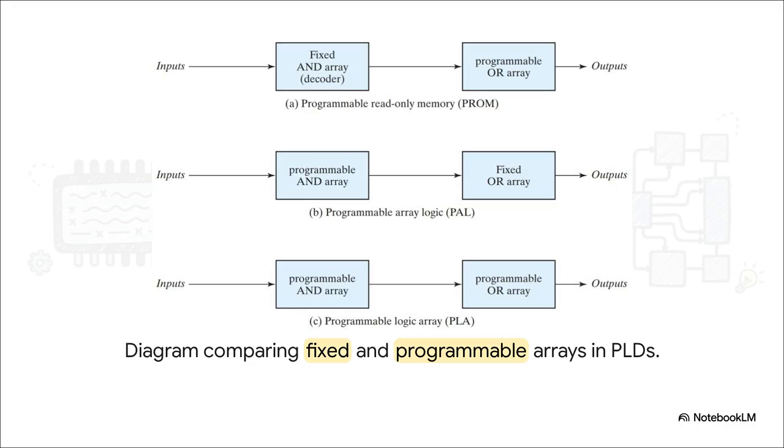Up in diagram A, the PROM is totally locked down on the input side. In diagram B, the PAL gives you the reins on the inputs, but funnels everything into fixed outputs. But look at diagram C, the PLA at the bottom. It's the only architecture where both blocks are shown as programmable. It is a complete dual-layer blank canvas for hardware engineers.